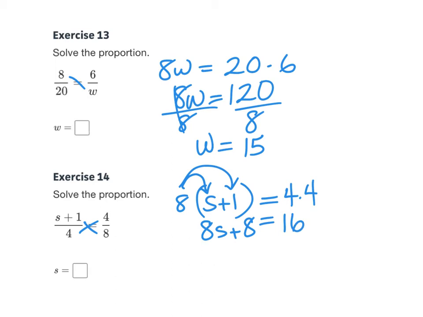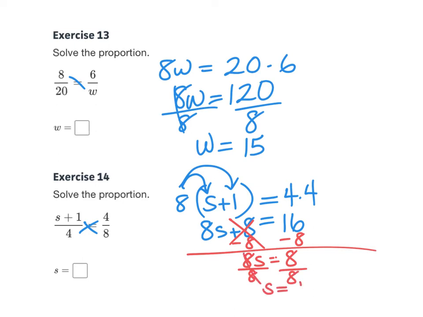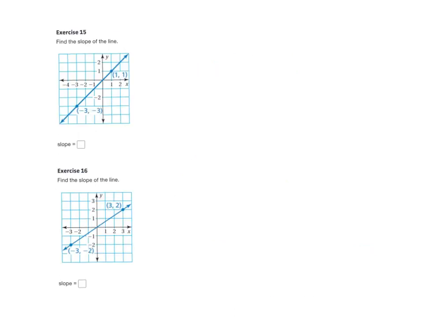My first step is to get rid of this constant, the plus 8, so I'm going to subtract 8 from both sides. I'm left with 8s equals 8. I'm going to divide by 8 on both sides. S equals 1.